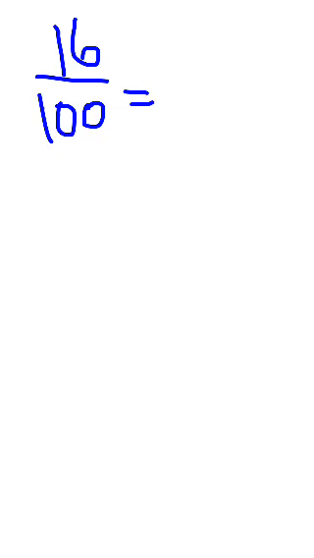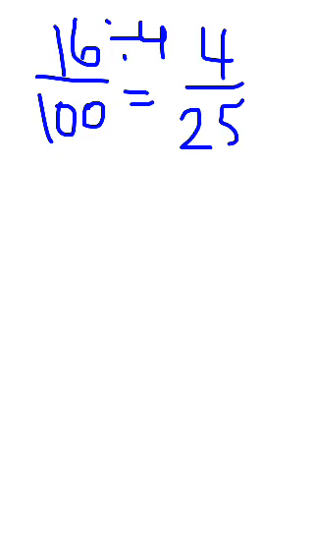For numbers 5 and 6, initially put each percent over 100. So for number 5, we have 16 over 100. To reduce, just divide each number by 4. Four over 25 is the correct answer to number 5.